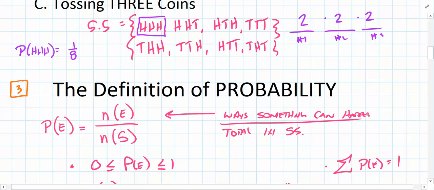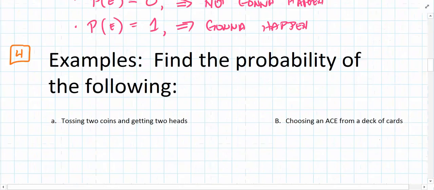Now, what's the probability of getting head, head, tail? 1 out of 8. So are these equally likely events? Yes. What would happen if I added up 1/8 8 times? I would get 1. So the sum of all probability events adds to 1. Does that make sense? You guys on board with that part? Okay, cool.